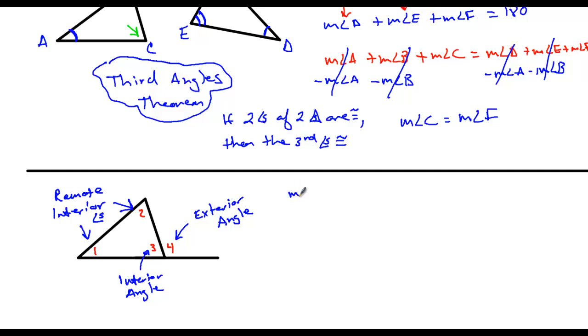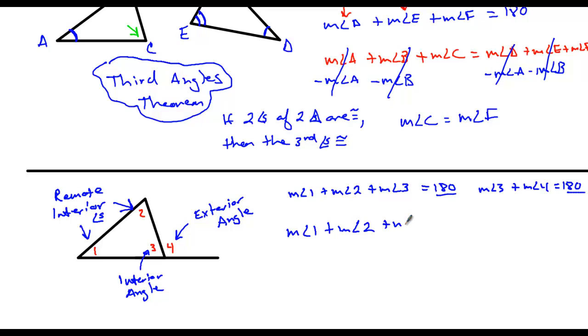I know that the measure of angle 1 plus the measure of angle 2 plus the measure of angle 3 equals 180, right? Well, I also know the measure of angle 3 plus the measure of angle 4 equals 180, right? So I'm going to rewrite this. I'm going to get rid of the 180s, and I'm just going to write that the measure of angle 1 plus the measure of angle 2 plus the measure of angle 3 equals the measure of angle 3 plus the measure of angle 4. I'm just substituting here. Instead of writing 180, I'm writing measure of angle 3 plus measure of angle 4.